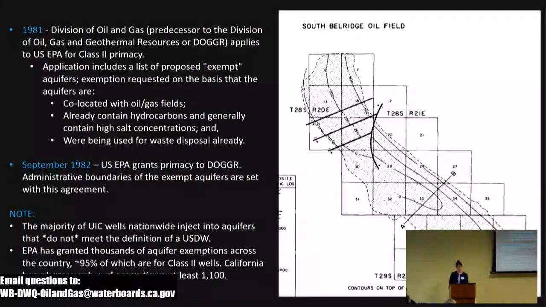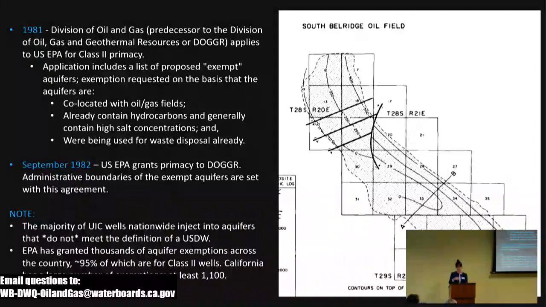So a little bit of history for those who aren't familiar. In 1981, the Division of Oil and Gas, which was the precursor to DOGGR, applied to EPA for Class 2 primacy. The UIC program had just been created in 1980. And so as part of their application for primacy, they included a list of proposed exempt aquifers. And they requested exemption on the basis that the aquifers were co-located with oil and gas fields, already contained hydrocarbons and generally high salt concentrations, and were already being used for waste disposal in many cases.